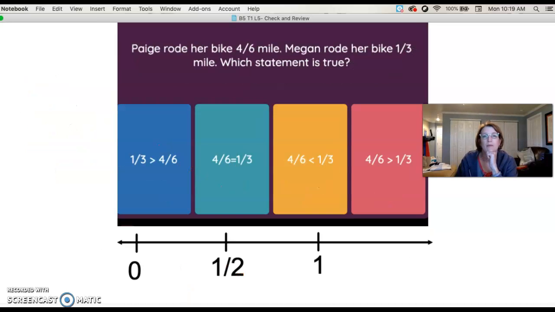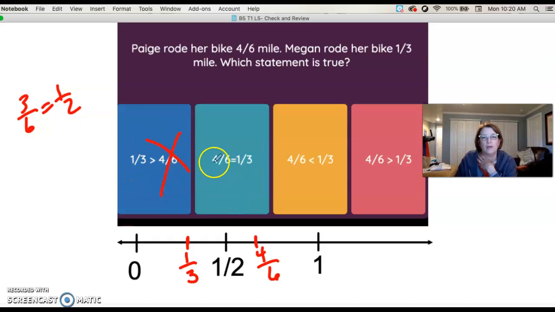Paige rode her bike 4/6 of a mile. Megan rode her bike 1/3 of a mile. Which statement is true? Well, 3/6 is a half, so 4/6 is more than a half. And 1/3 is less than a half, because if we compare thirds and halves, thirds are smaller pieces. So here's 1/3. Is 1/3 greater than 4/6?